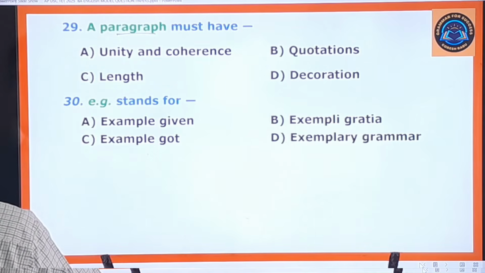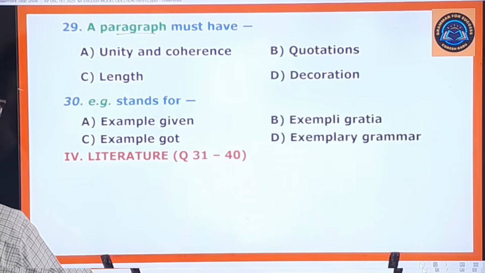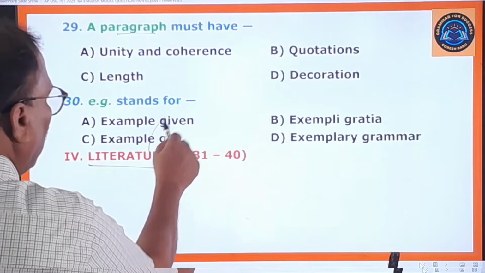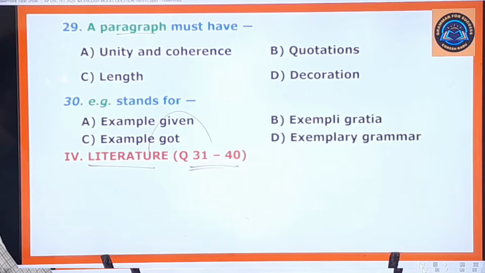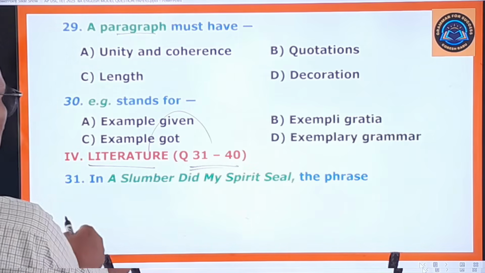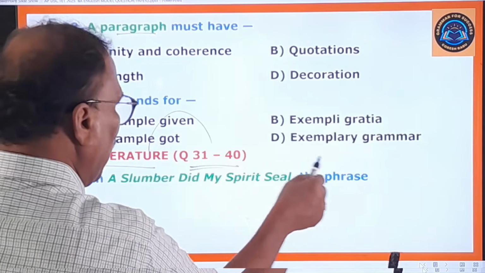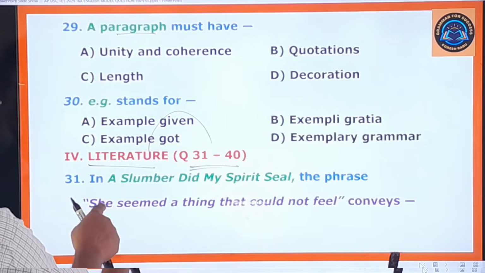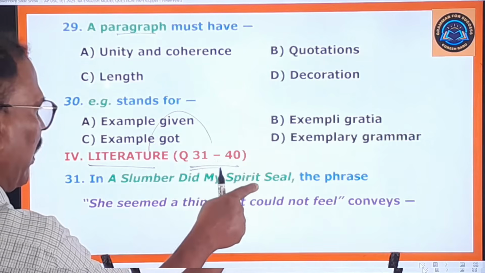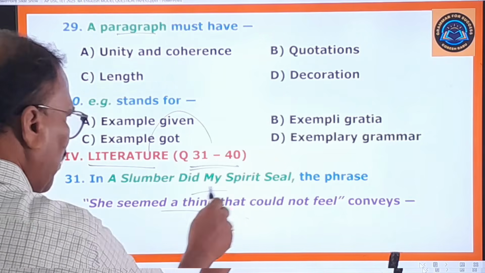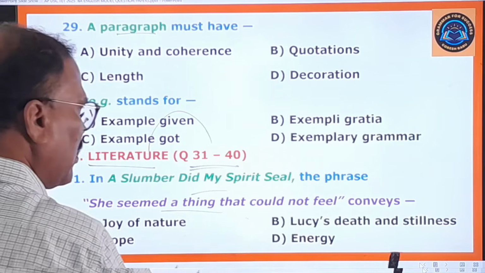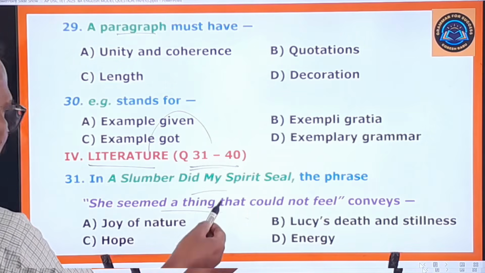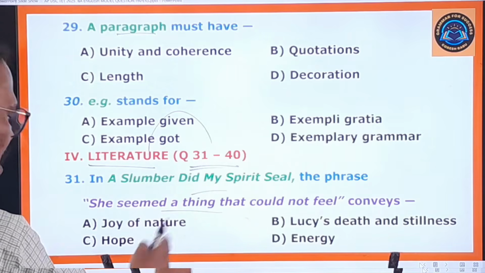Now, you go to the fourth section of this question paper, that is literature. And on this literature, I have framed as many as 10 questions. You please try to answer all of them. And you go to the 31st question, "A slumber did my spirit seal." The phrase "She seemed a thing that could not feel" conveys, what does this line convey? Here you pay attention. Joy of nature, Lucy's death and stillness, hope, energy. You think of this question and then answer it.